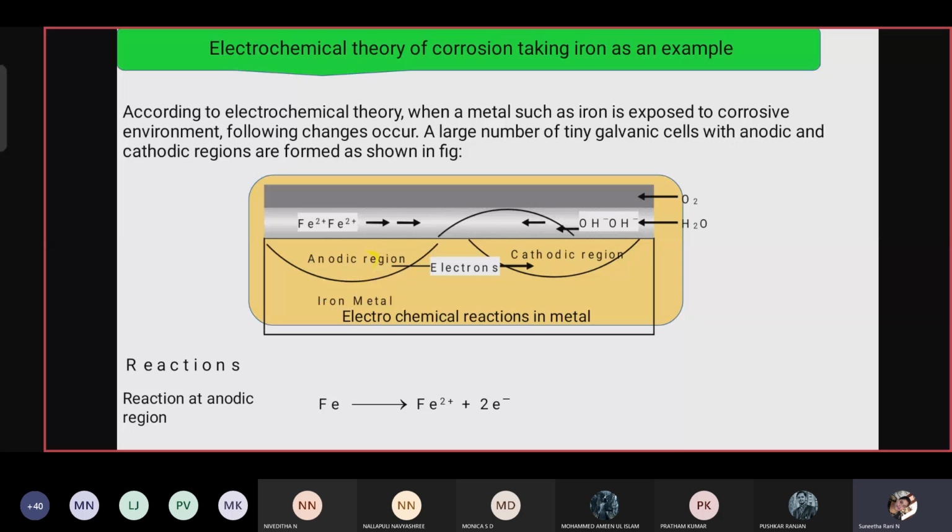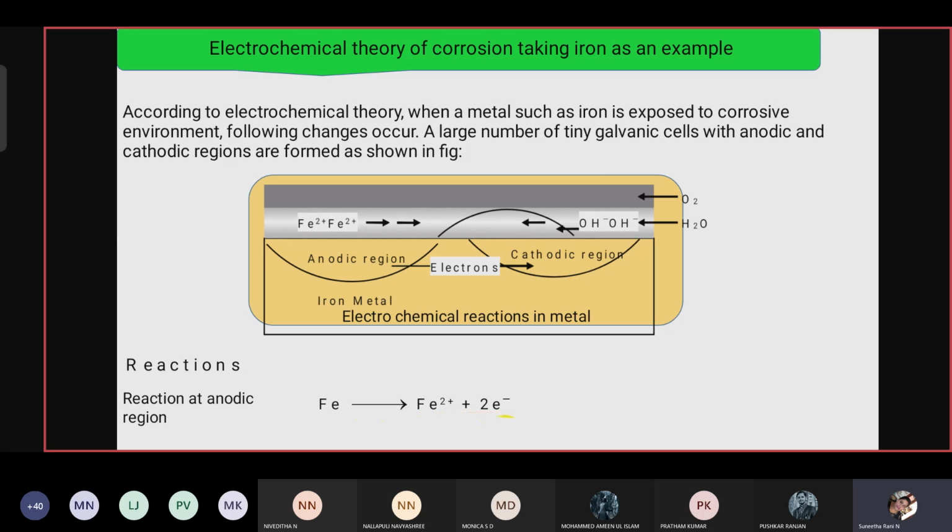What type of reaction takes place at the anode? Usually the anode undergoes oxidation. Because we have taken iron as an example, iron undergoes oxidation to give Fe2+ plus 2e-. Remember this equation throughout this chapter, because throughout the chapter we take iron as the example. Whatever cause or difference they ask, you have to write this reaction. It carries 2 marks. Without the reaction, there won't be any marks.